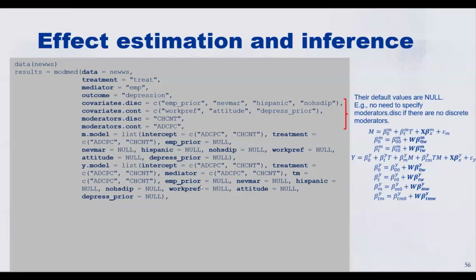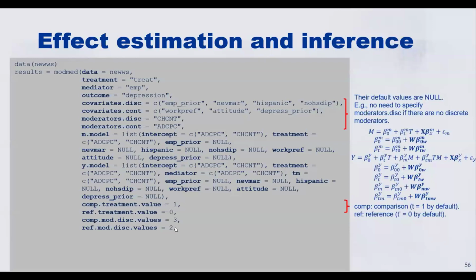And another thing you want to consider is that you need to tell the program which two treatment values are contrasted. We compare treatment 1 to treatment 0. And also you want to tell the program which two moderator values are contrasted. For the discrete moderator, we compare those who had 3 or more children at baseline and those who only had 2 children at baseline. So the compare and reference moderator values are respectively equal to 3 and 2.